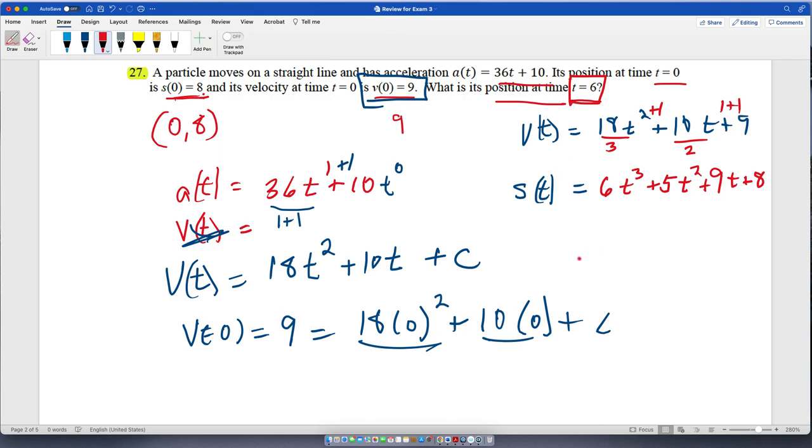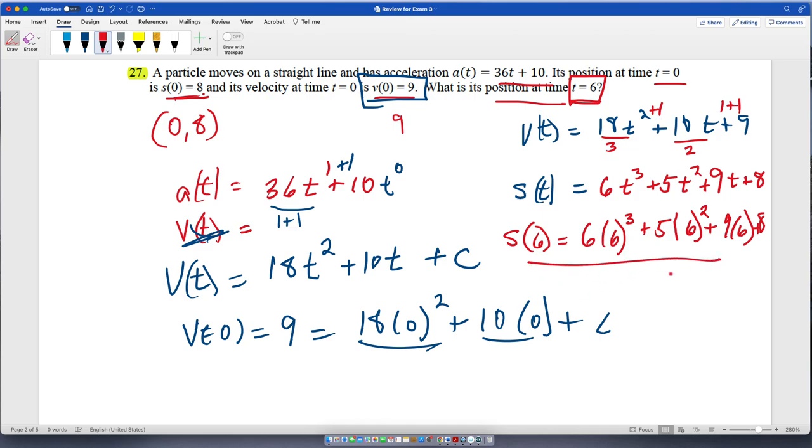So we had to go through all those steps. We just now need to find s of 6. 6 times 6 cubed plus 5 times 6 squared plus 9 times 6 plus 8. Plug that in a calculator. You got your answer. Okay? You okay with that? And so that's, do that and you're good. Okay, so you'll be able to address that.